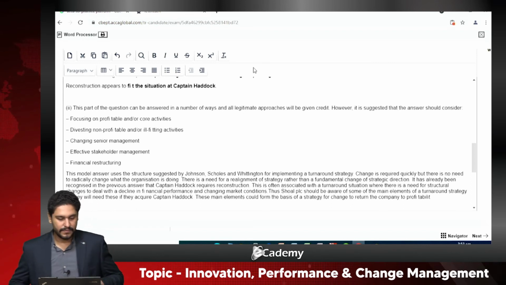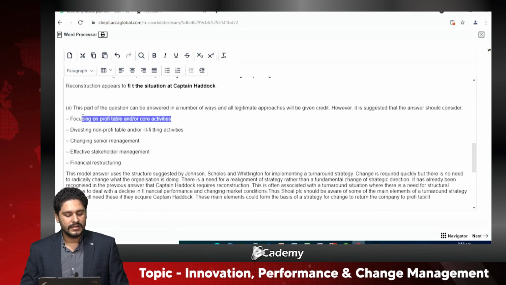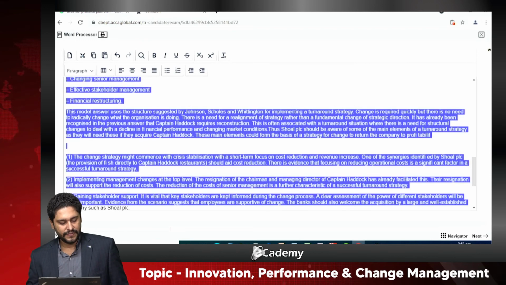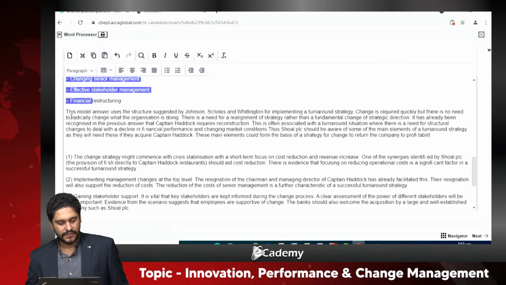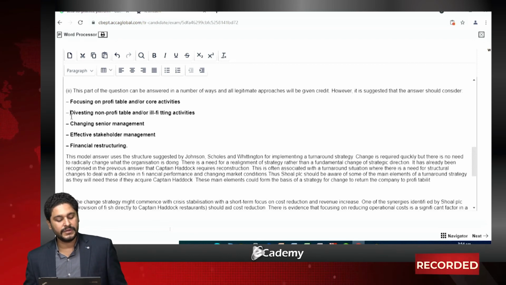It says that this part of the question can be answered in a number of ways and all legitimate approaches will be given credit. However, it is suggested that the answer should consider focusing on the profitability and the core activities. You need to consider that you are going for the profitability, you are going for the core activities, you are looking at the profitability as well as the financial restructuring of the company.